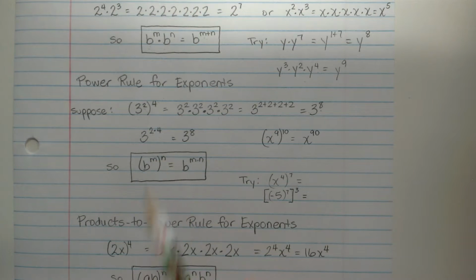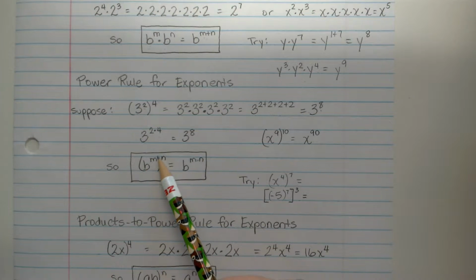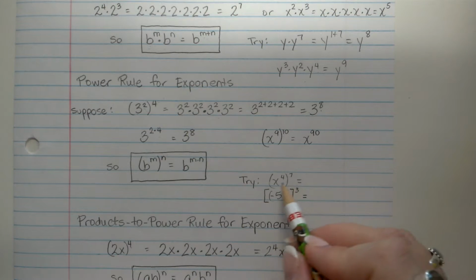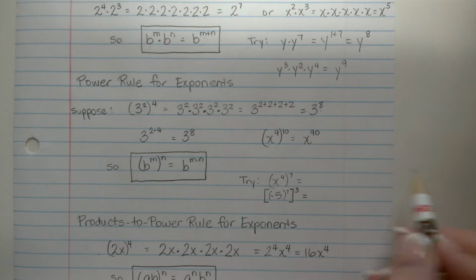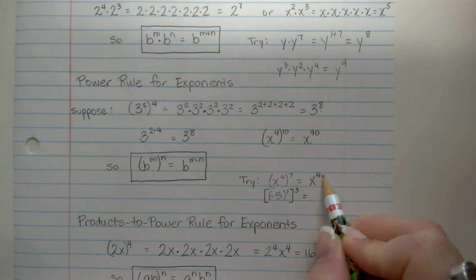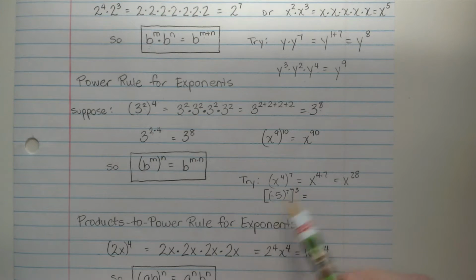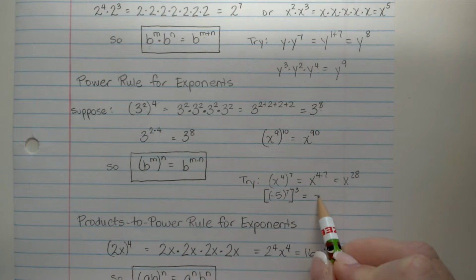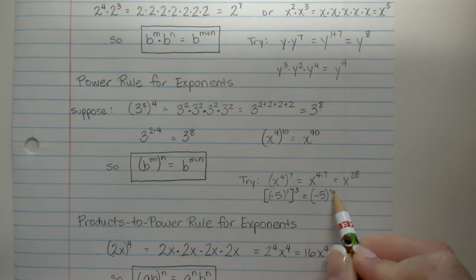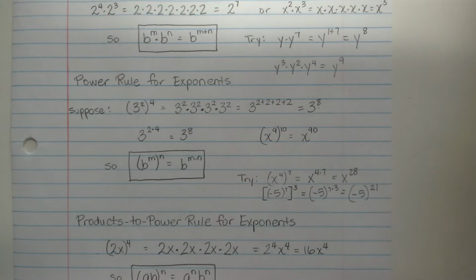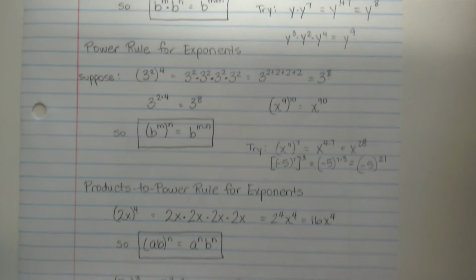All right, so then you get this rule that says that when you take a base that's raised to an exponent and you raise it to an additional exponent, you multiply them together. So in this case, x to the 4th raised to the 7th means that you're going to end up having 4 times 7, or x to the 28th power. Similarly, negative 5 to the 7th power raised to the 3rd is the same thing as negative 5 to the 7 times 3, which is the same thing as negative 5 to the 21st power. That's how you would rewrite it with exponents.